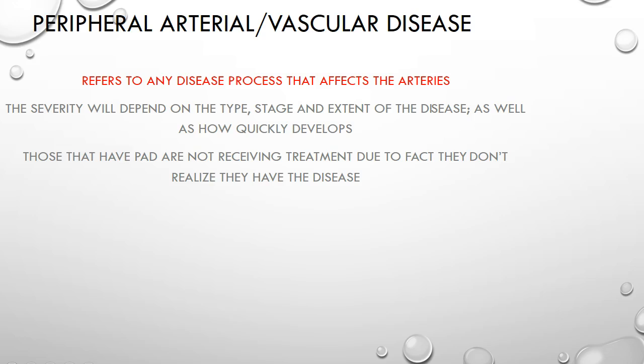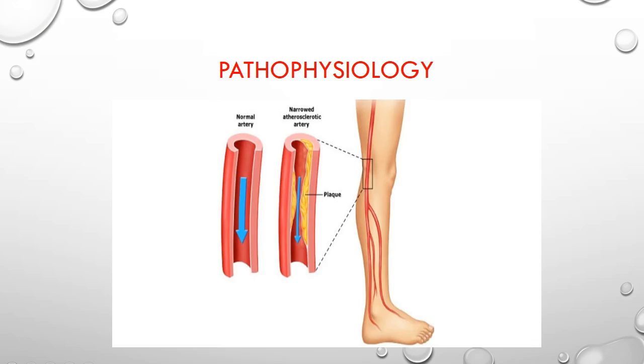So you have a hardening of the arteries, plaque buildup in the arteries, and this causes the patient to not have a good peripheral system with good circulation. The severity depends on the type, the extent, what stage they're in, as well as how quickly things develop. I know you guys love that. Those that have peripheral arterial disease are not receiving treatment, and the reason they're not receiving treatment is because they don't realize that they have the disease.